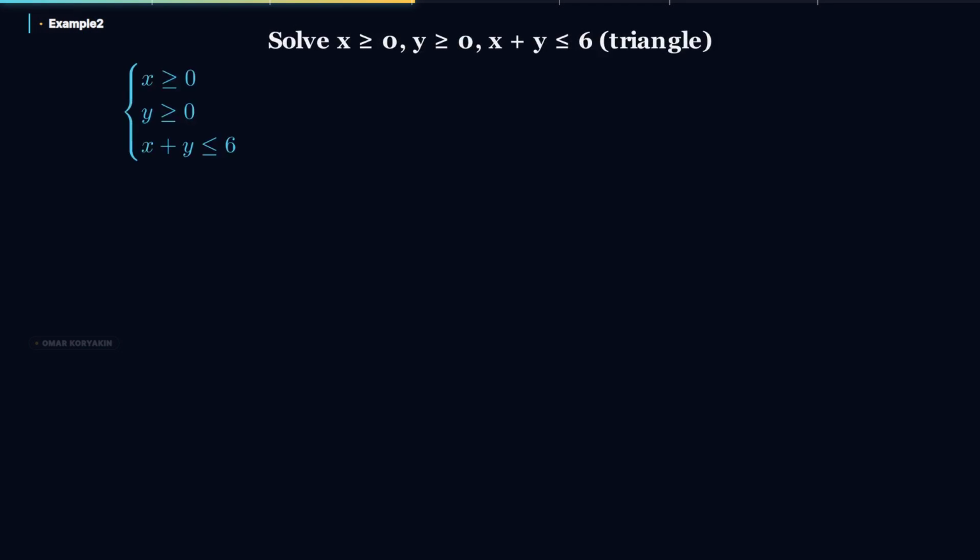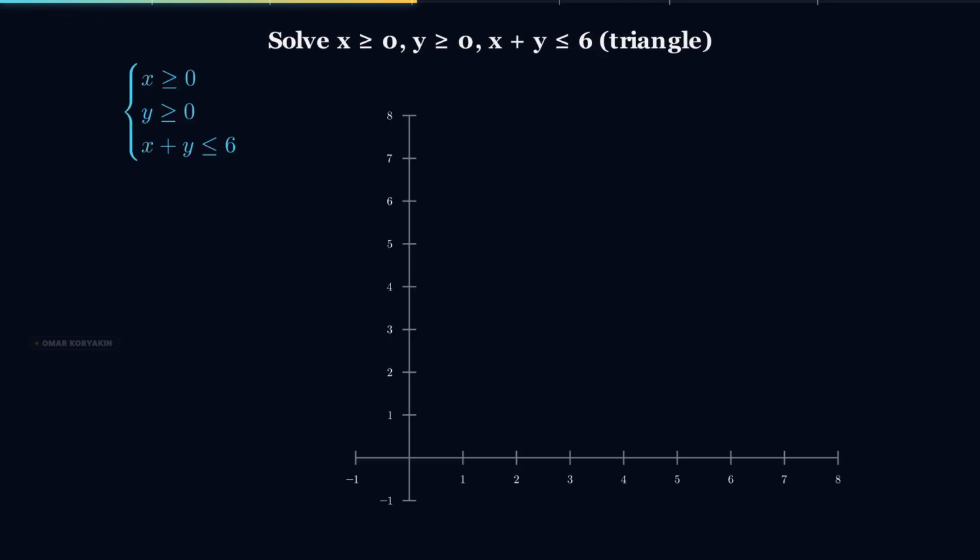Here is the second worked example. Graph the system of three inequalities: x greater than or equal to 0, y greater than or equal to 0, x plus y less than or equal to 6. Identify the feasible region and all corner points. The first two constraints restrict the solution to the first quadrant, and the third caps the sum at 6.